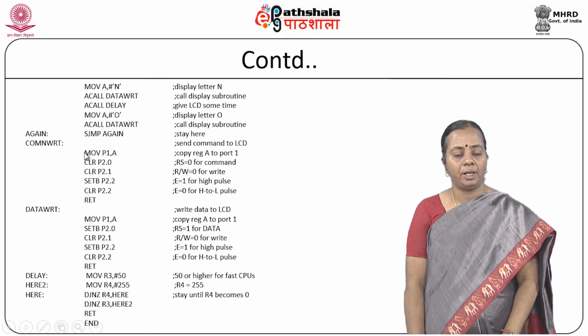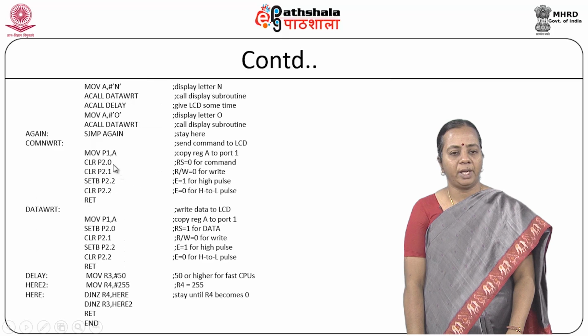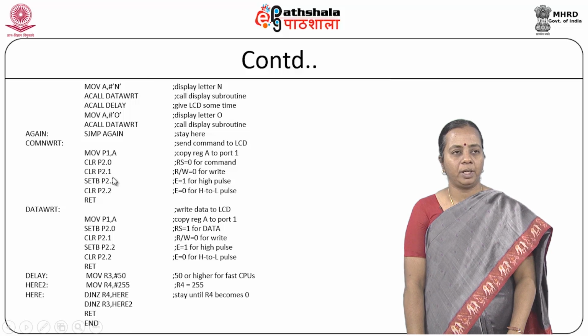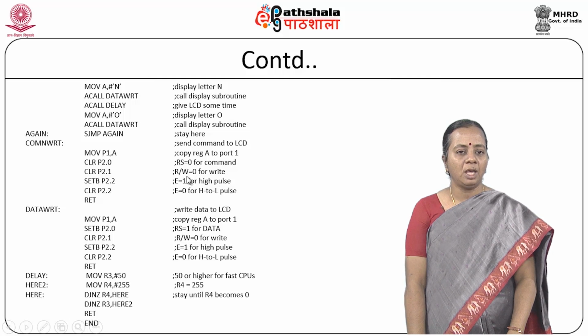When I look at the command write subroutine, first I move A to P1. Whatever data I have in A is moved to P1, that means the data is put on your data lines. Then clear P2.0, so RS is equal to 0, which indicates that I am sending a command. Then clear P2.1, which makes read bar write 0, meaning write. That means I am sending data to the LCD to write. That is the idea behind clearing P2.1.